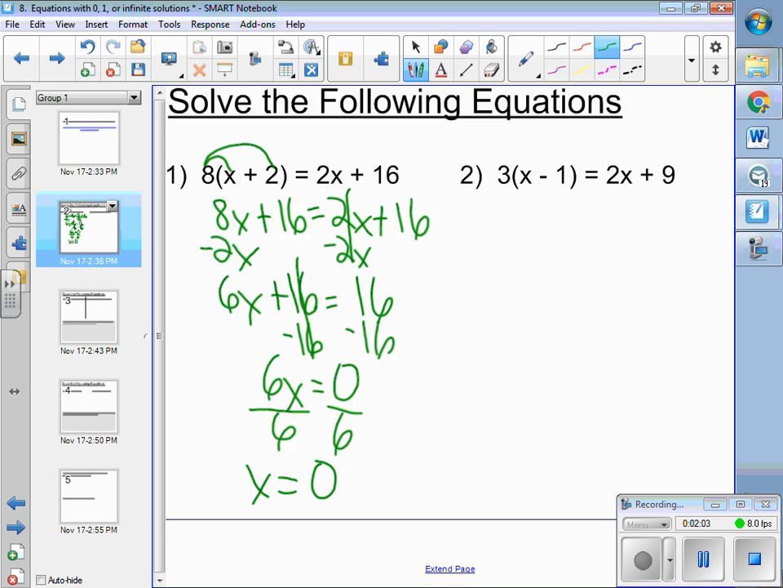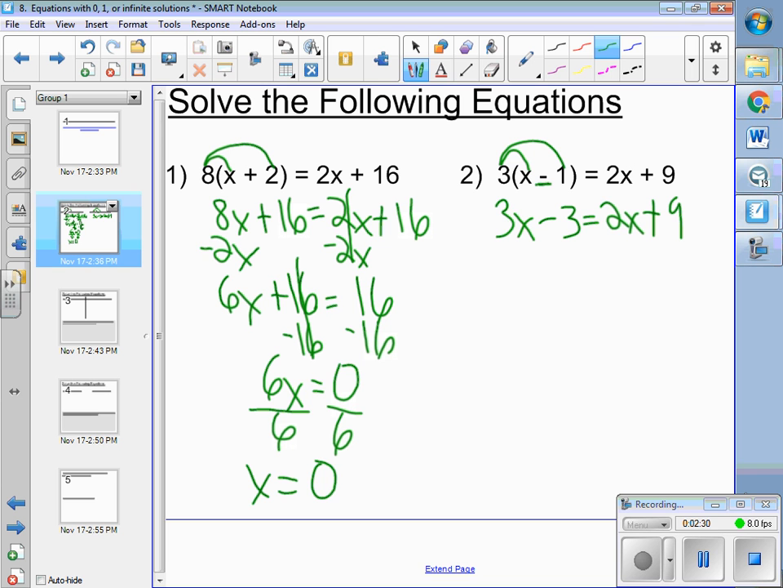Number 2. So, once again, we're going to distribute the 3 throughout x minus 1. And so that'll give us 3x minus 3, because we have to be aware of this negative sign here, or minus sign. And then we're going to have equals 2x plus 9.